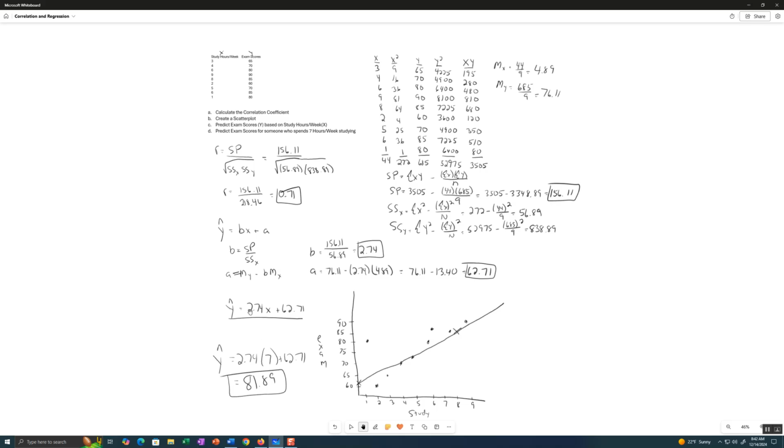You then write the regression equation, y hat equals the slope, which is b, times x, plus the y-intercept, which is a, so that's the regression line. And then to find a value on that line, if you're predicting something, all you do is plug that value in for x and then solve for y. And that's the predicted value. And you're done. That's correlation and regression.